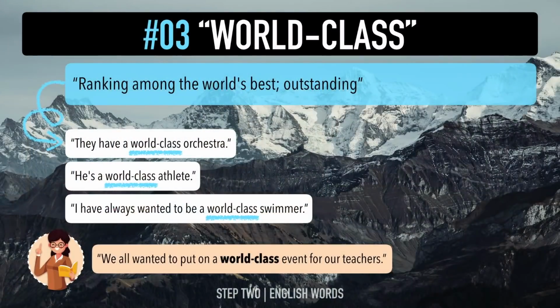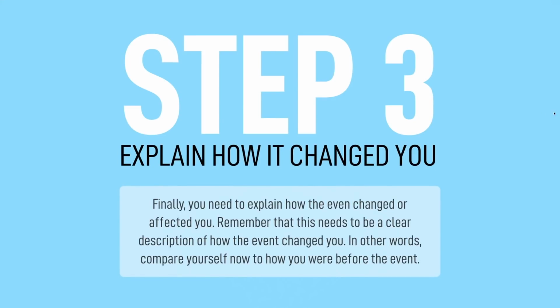Now, what about step number 3? This is also a very important step when you're trying to speak fluently about an event. You need to explain how it changed you. You need to tell us how it affected you. Remember, this needs to be a clear description of how the event changed you. In other words, compare yourself now to how you were before the event.